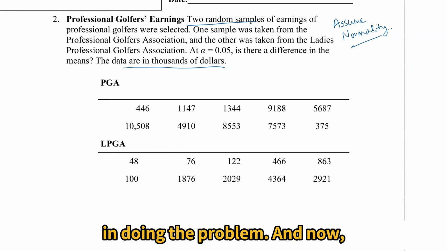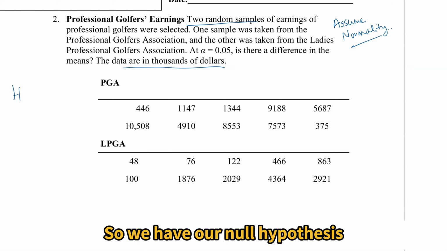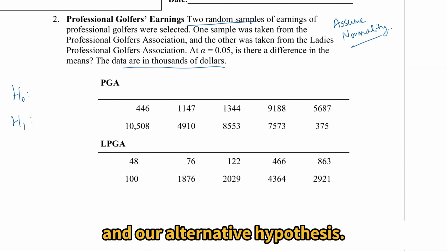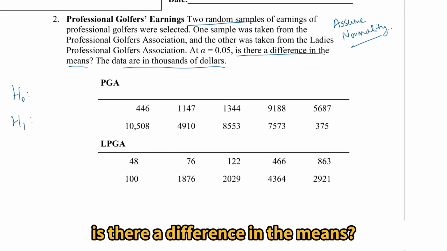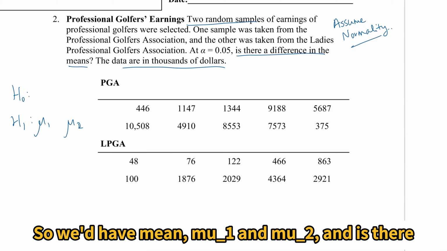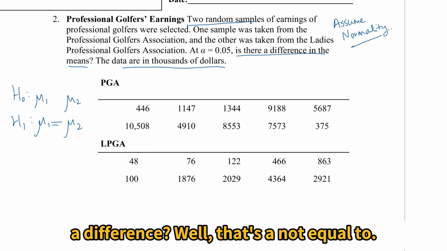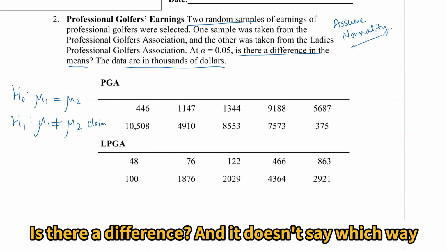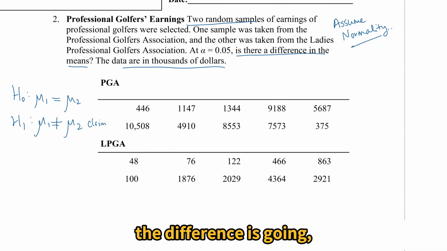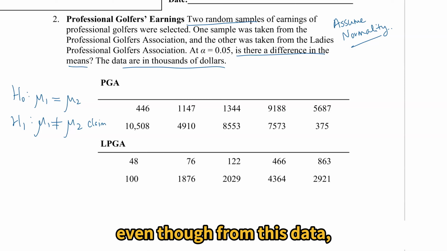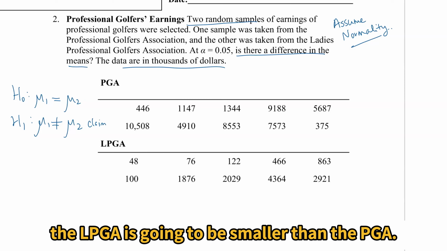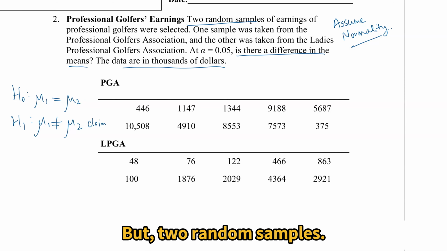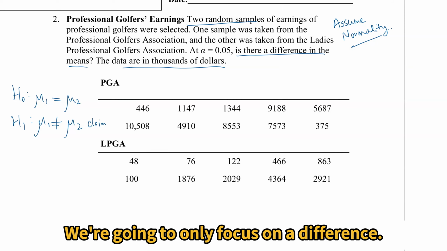And now, let's set up our hypotheses. So we have our null hypothesis and our alternative hypothesis. The question is asking, is there a difference in the means? So we'd have mean mu1 and mu2. And is there a difference? Well, that's a not equal to. It doesn't say which way the difference is going, even though from this data we might be able to infer that the LPGA is going to be smaller than the PGA. But with 2 random samples, we're going to only focus on a difference.